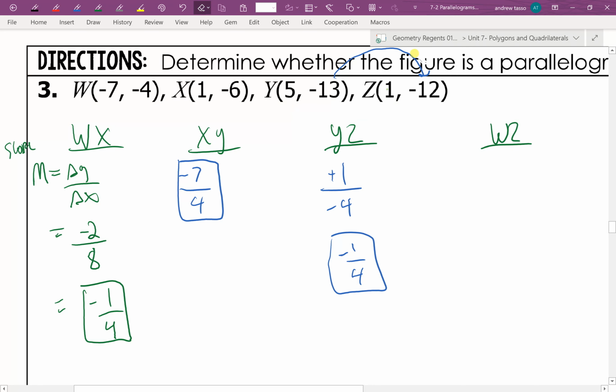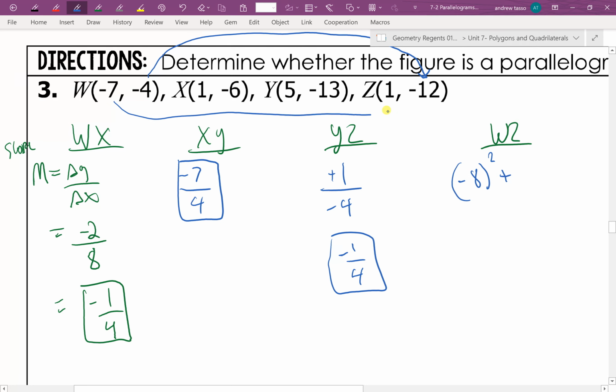And for WZ, the change in the y value is that it goes down by 8. And the change in the x value is that it goes down by 8. Sorry, this is the wrong formula. I'm going back to distance, but down by 8 in the y value, and in the x value, it is going up by 8, right? So we'll get -1 for that.